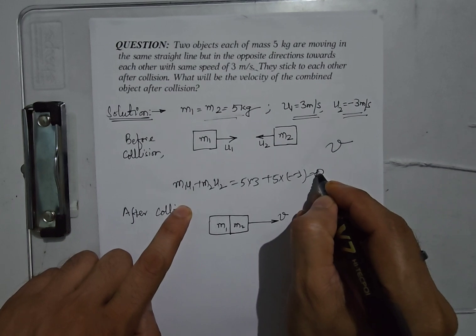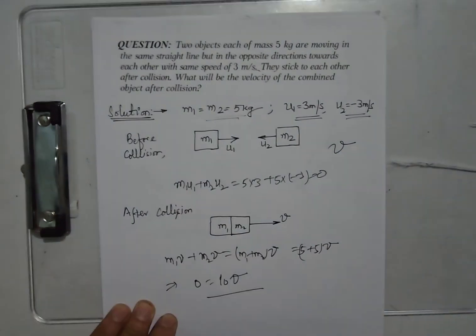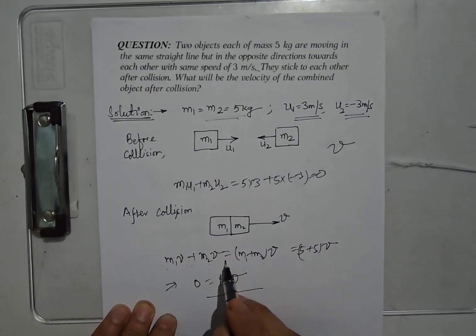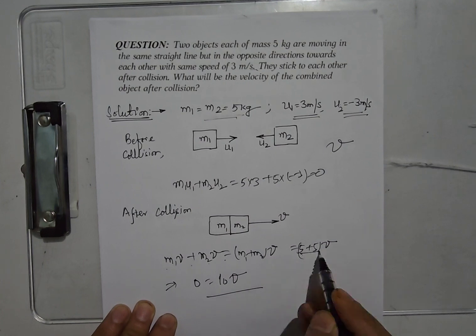The total momentum of the body would be equal to, see here, what I have written: m1 v plus m2 v is equal to m1 plus m2 into v, that is 5 plus 5 into v.